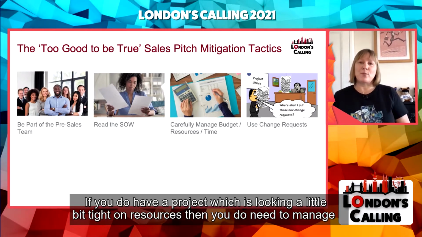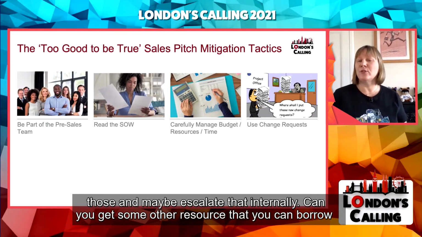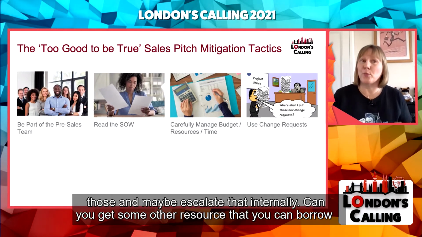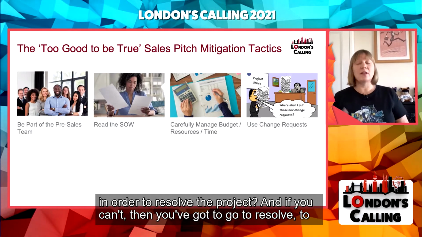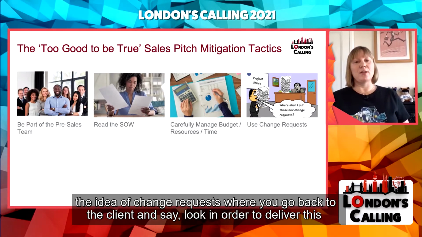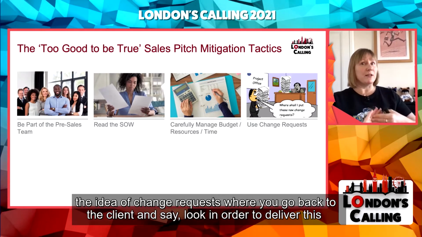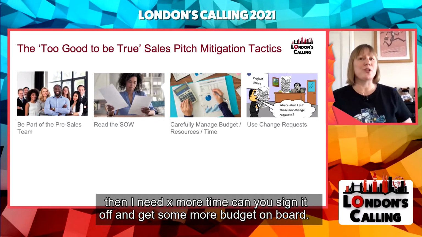If you do have a project which is looking a little bit tight on resources, then you do need to manage those and maybe escalate that internally. Can you get some other resource that you can borrow in order to resolve the project? And if you can't, then you've got to resort to the idea of change requests, where you go back to the client and say, look, in order to deliver this, then I need X more time. Can you sign it off and get some more budget on board?